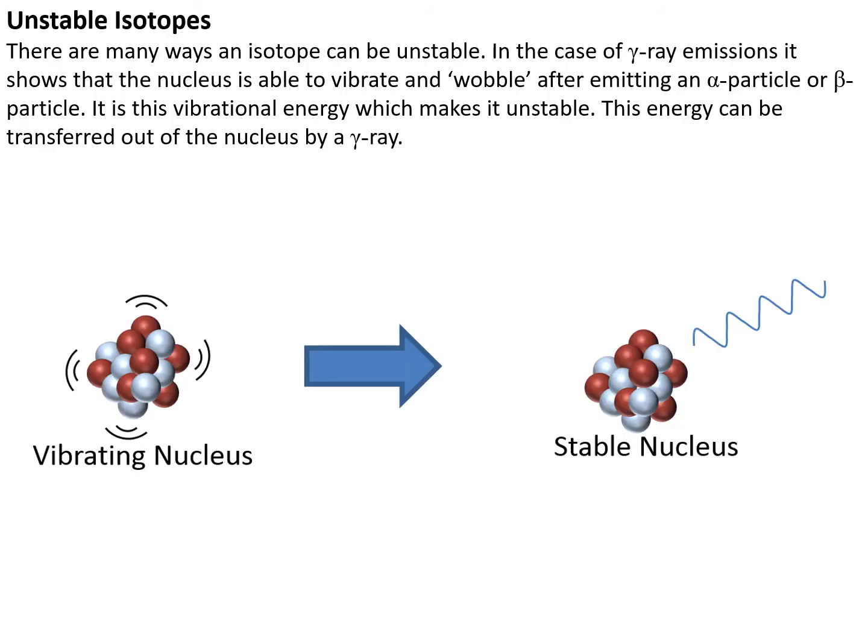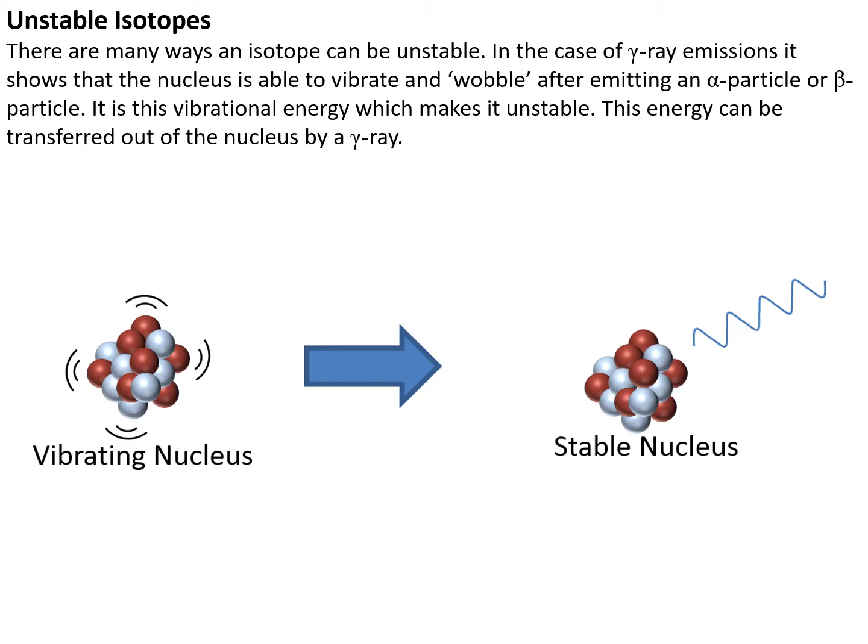So we'll look at unstable isotopes first. There are many ways an isotope can be unstable. In the case of gamma ray emission, it shows that a nucleus is able to vibrate or wobble after emitting an alpha or beta particle. It is this vibrational energy which makes it unstable. This energy can be transferred out of the nucleus by a gamma ray.